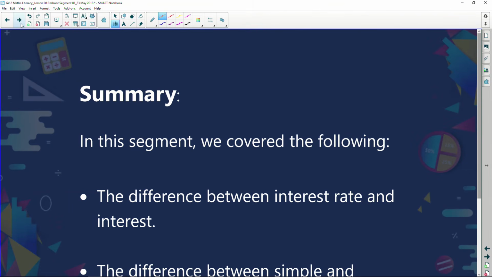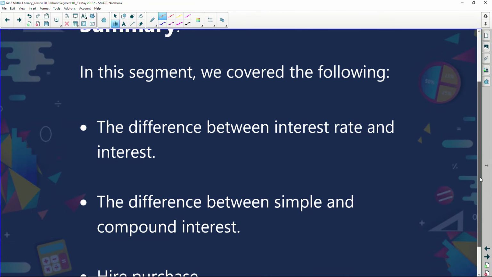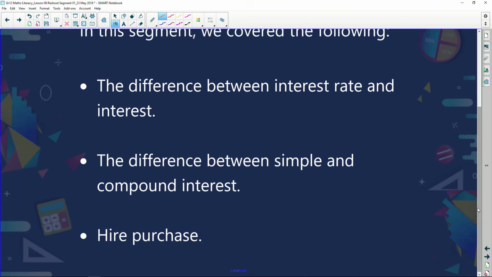Okay, let's summarize what we've done today. In this segment, we've covered the following. We've looked at the difference between interest rate and interest. We've looked at the difference between simple and compound interest. And we've also looked at hire purchase. Lovely sort of questions that come up in paper 2 because they can get quite complicated, but it can also come up in paper 1 if there are small basic questions on it.